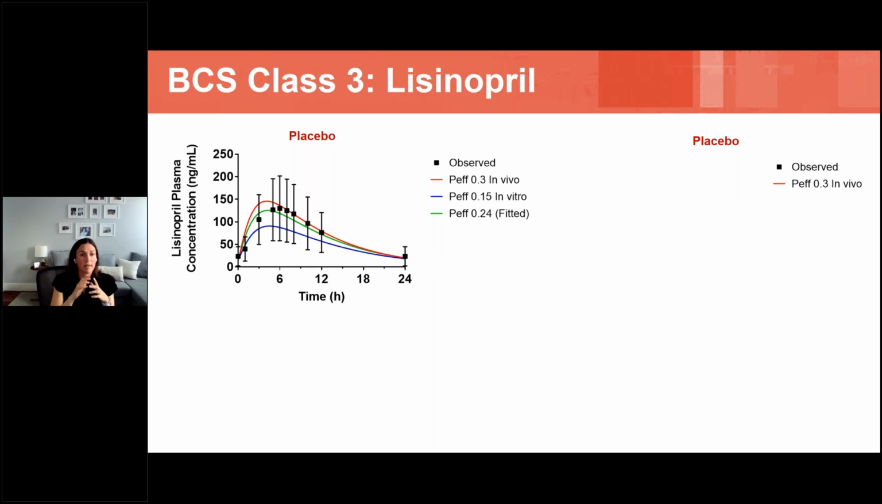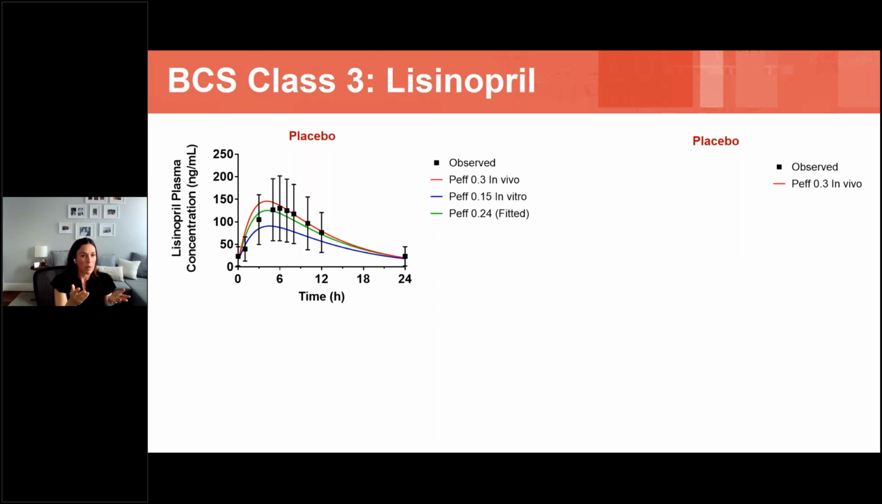Now, the blue line on the bottom is the model or the simulated concentration time profile using the in vitro apparent permeability to predict the P effective. The red graph on the top is the simulated concentration time profile with the in vivo P effective. And the green line was a fitted concentration time profile. I wanted to fit and see how off we would be, what the permeability would be if we use the concentration time profile.